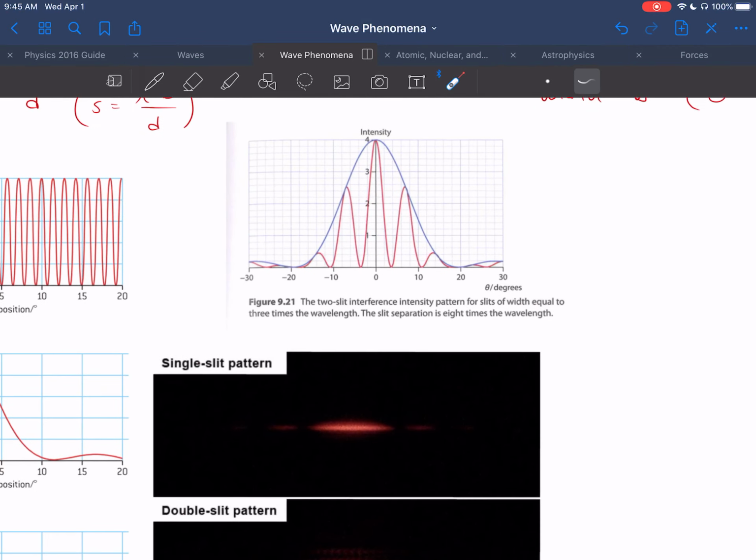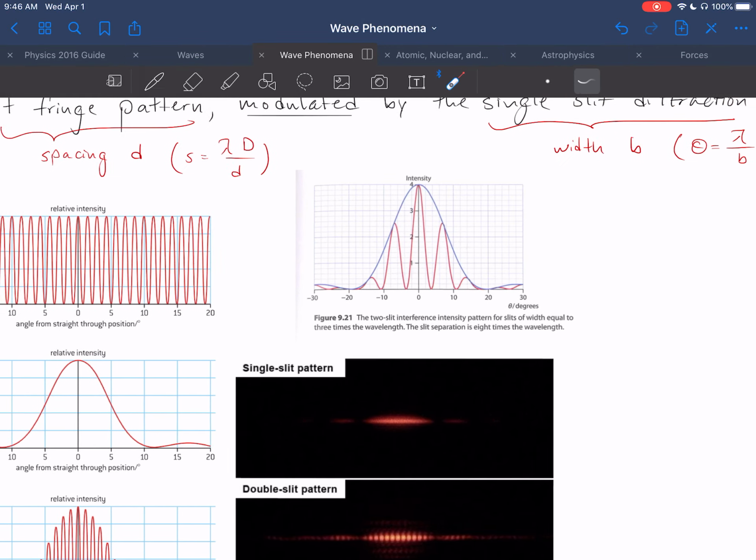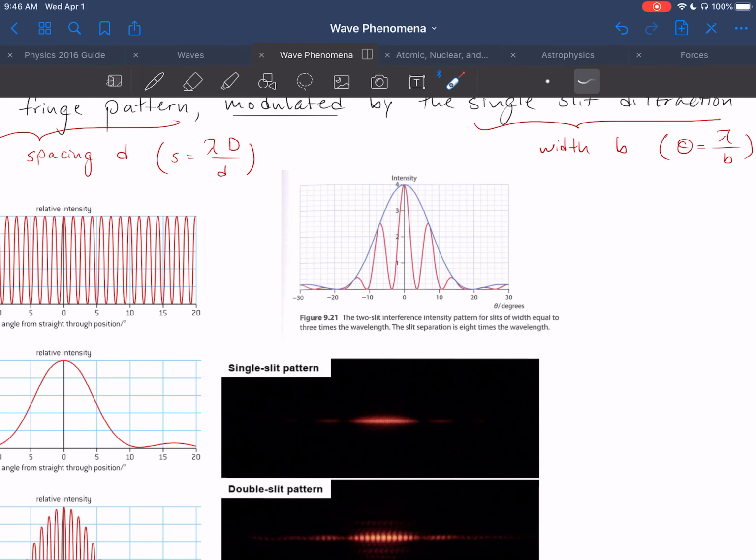With slit spacing and slit width that is closer together, as in this particular graph right here, that is more obvious. So in this graph, the single slit diffraction pattern gives a primary minimum of about 20 degrees, and the double slit fringe spacing angle, so theta equals little s over big D, can be found by looking at the positions of these maxima, which appear to be about 8 degrees apart.